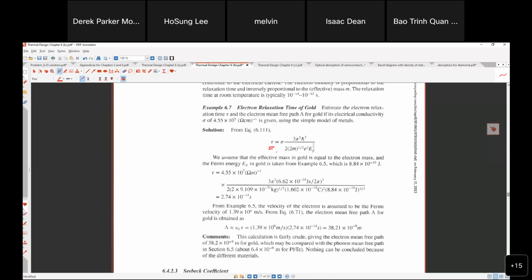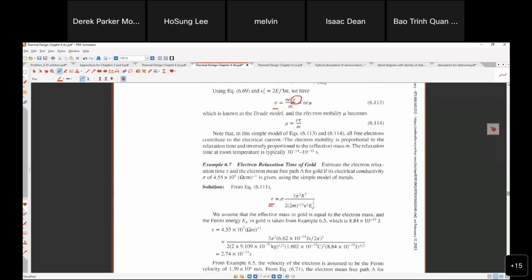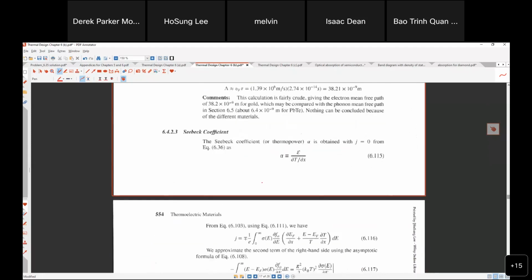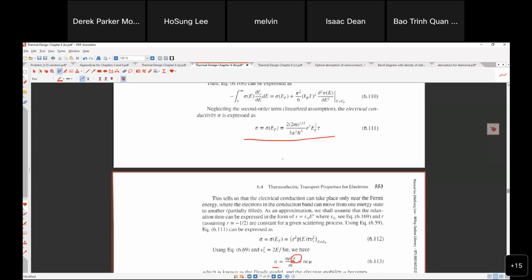Even in a simple model, there's a relation between the electrical conductivity and the relaxation time, so that once we have the electrical conductivity, you can compute. Sometimes we can figure that out, and then the Seebeck coefficient is defined like that. That's from Boltzmann. That's very important.